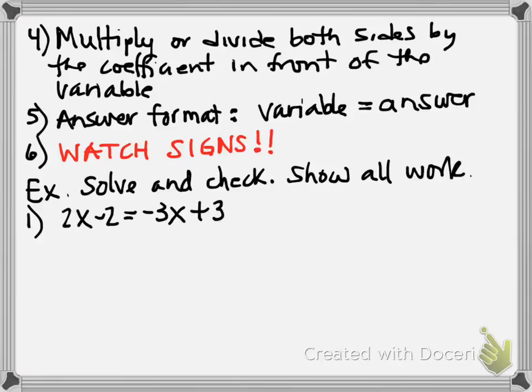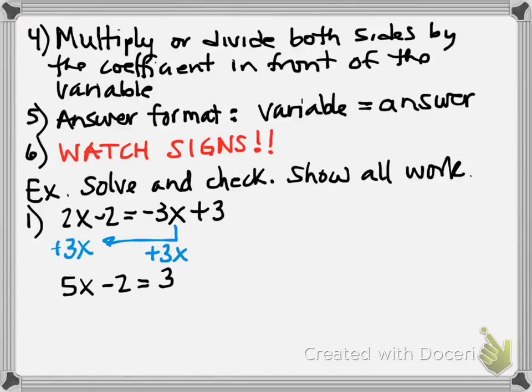So we're going to take this guy, and he's going to go this direction. So I look at his sign. What's the sign of the 3x? Negative. So the opposite would be positive. So we're going to actually add 3x to both sides. That's what I mean by get it to go to the left. So we get 2x plus 3x, signs are the same, so I add. So I get 5x minus 2 equals 3.